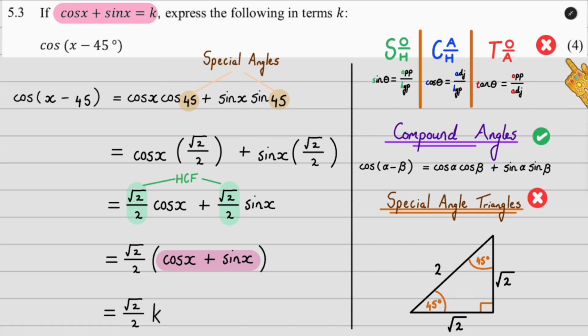And lastly, let's have a look where the 4 marks come from. Your first mark comes from the expansion with the compound angles formula. The second mark comes from the special angles, changing cos of 45 and sin of 45 to the relevant ratios. The third mark comes from factorizing correctly, and the last mark comes from your final answer.